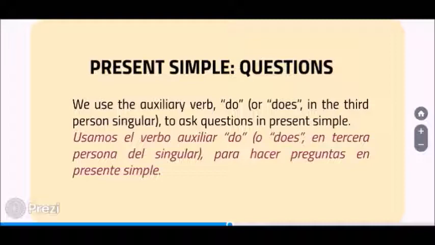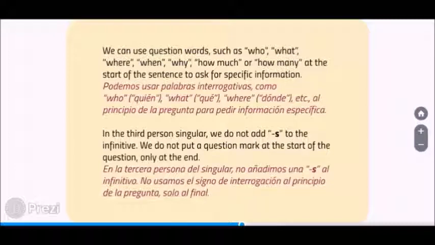Present simple questions. We use the auxiliary verb do or does in the third person singular to ask questions in present simple. We can use question words such as who, what, where, when, why, how much, or how many at the start of the sentence to ask for specific information. In the third person singular, we do not add s to the infinitive. We do not put a question mark at the start of the question, only at the end.